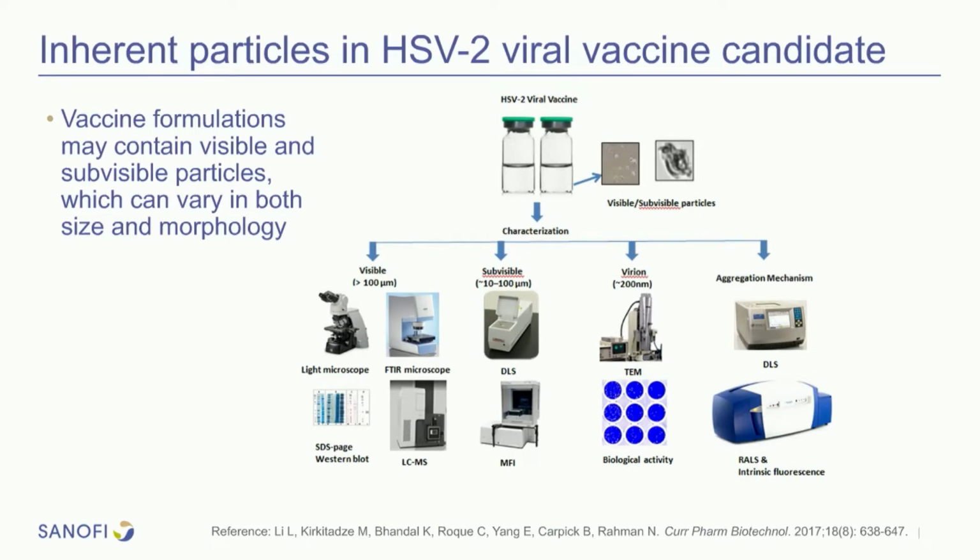On the next slide, you can see the summary of the study, a so-called graphical presentation, if you will. Inherent particles in HSV viral vaccine candidate. There we see the container of the vaccine, and if you zoom in, you may see the visible particles. Obviously, by light microscope, you can do that. And if you switch to MFI, which is the image next to it, you will see an example of subvisible particles. So HSV contains both.